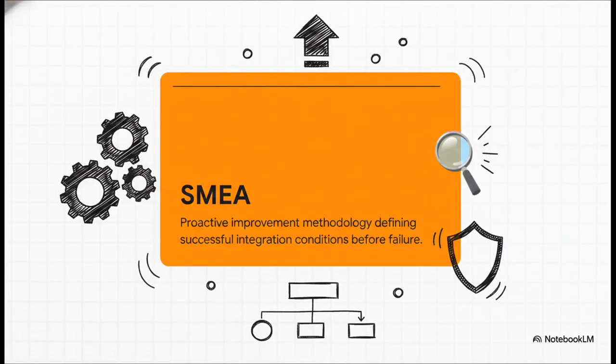For step 6, continuous improvement, IPE utilizes SMEA. That stands for Success Mode and Effects Analysis. You're probably familiar with FMEA, which analyzes failures. Well, SMEA completely flips that on its head. It systematically defines and measures the conditions for successful integration before a failure ever even occurs. It's this fantastic proactive safety net that perfectly complements your architecture, letting you safely evolve as your environment changes.